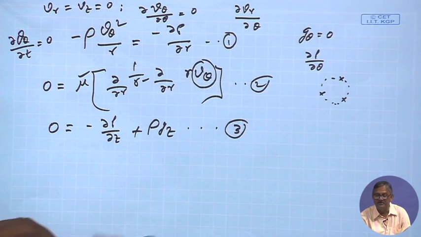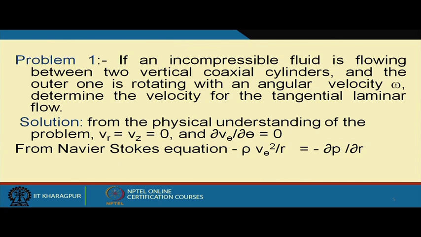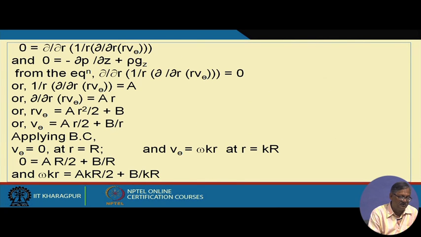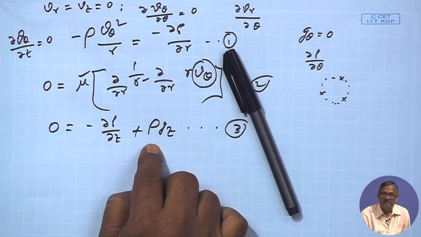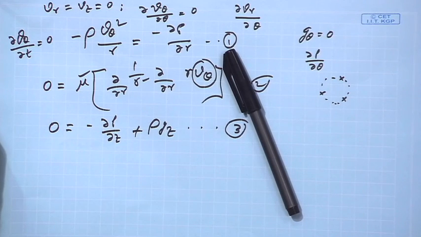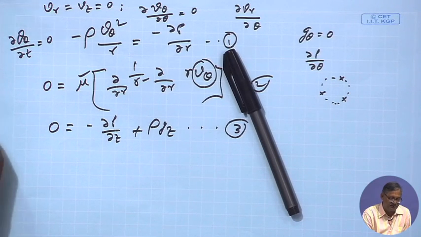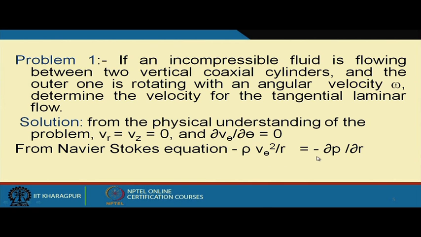So, to find out this unknown V theta, we start with that second equation, that is 0 is equal to del r of 1 by r del r of r V theta, right. And the other equation which we got was minus del p del z plus rho g z, right. And the third one which we had already shown, that minus rho v theta square by r is equal to minus del p del r, right.